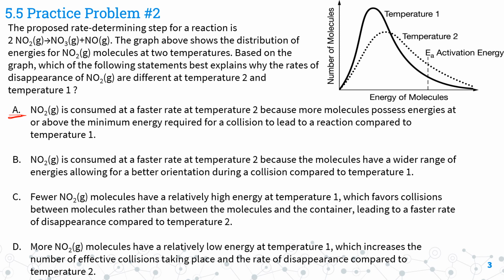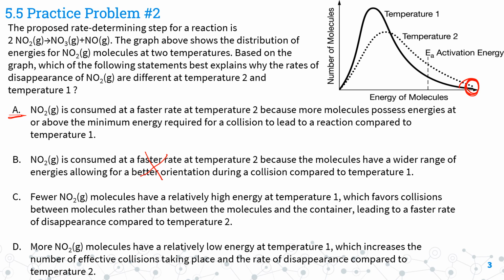B says nitrogen dioxide is consumed at a faster rate at temperature 2 because the molecules have a wider range of energies, allowing for better orientation during the collisions compared to temperature 1. That one's not right because the energy here at the end is the same. So it's not giving us a wider range of energies. The range of energies is the same.